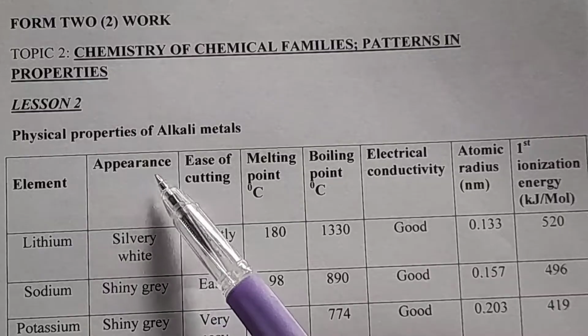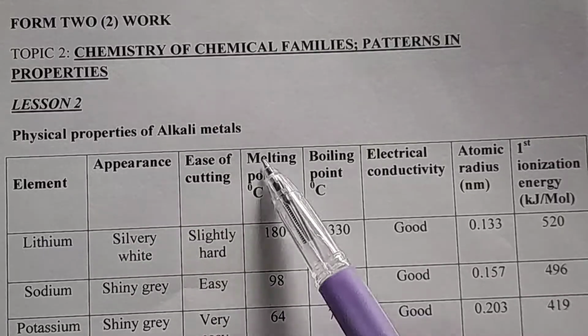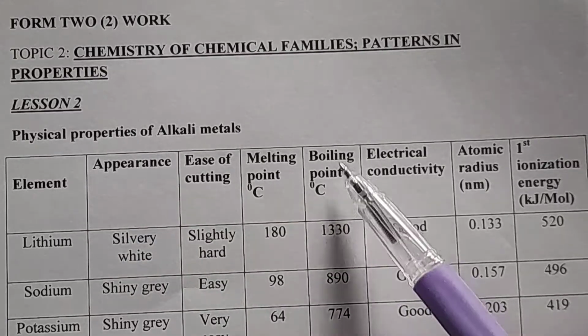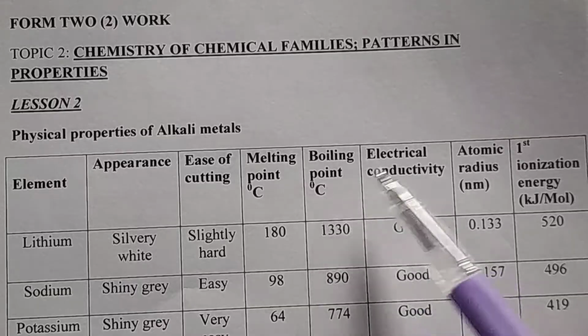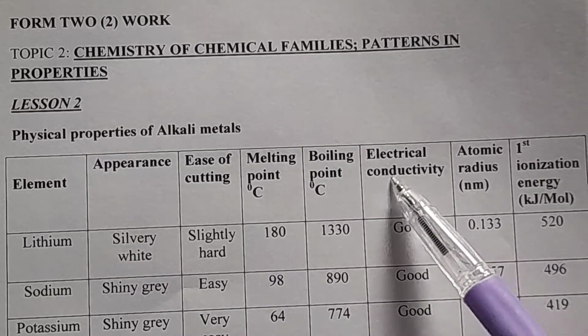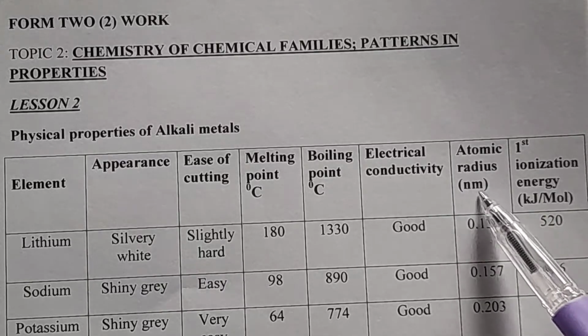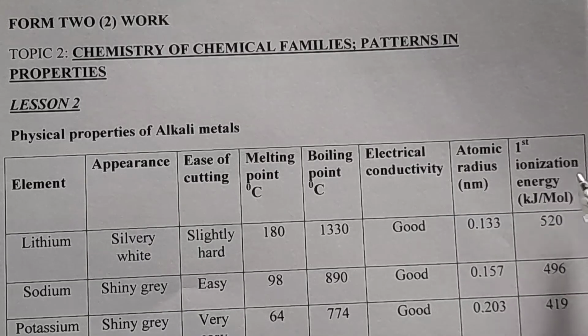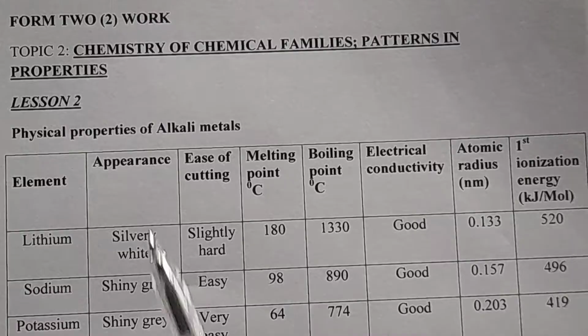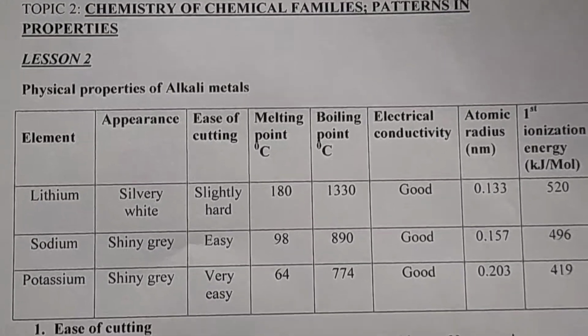So we have their appearance here, their ease of cutting, melting point in degrees Celsius. We have the boiling points in degrees Celsius. We have their electrical conductivity. We have their atomic radius, which is measured in nanometer. Then here we have their first ionization energy, which is measured in kilojoules per mole. Okay, to start, we are having the appearance. Start with the first, we are having ease of cutting.